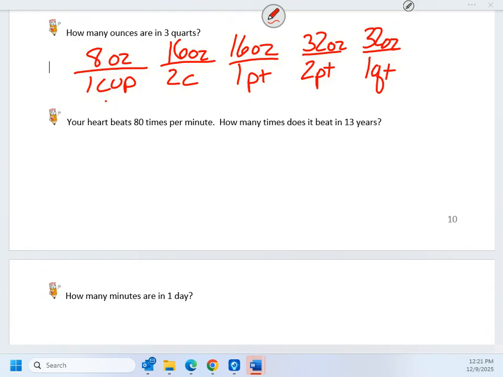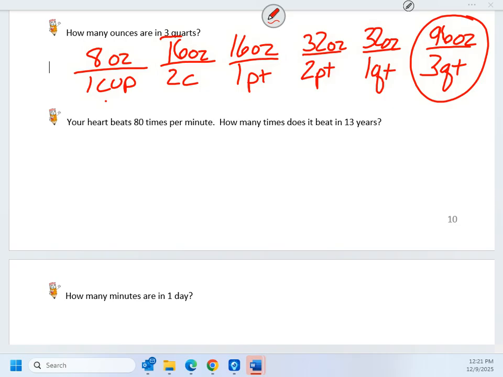What's my next step? AJ? Multiply that by 3, which is 3 quarts. Ah, we want to get up to 3 quarts, so I'm going to multiply it by 3. What's 32 times 3? 96. Did you say 96? So 3 quarts has 96 ounces.